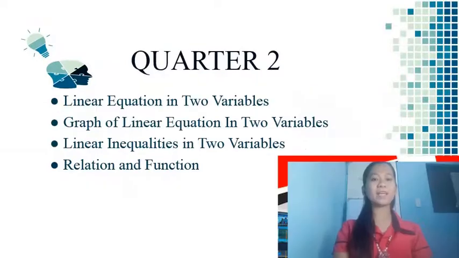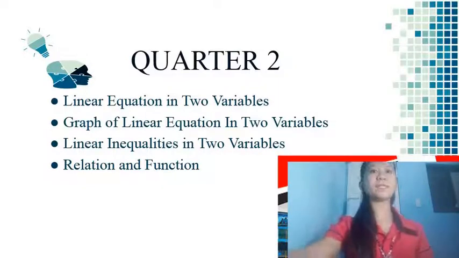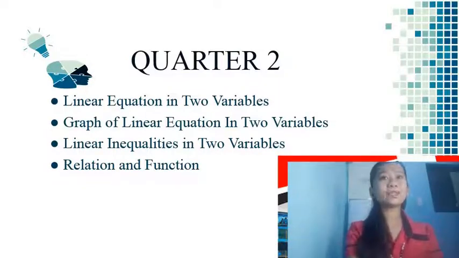It is divided into 4 lessons. We have the linear equation in 2 variables, graph of a linear equation in 2 variables, linear inequalities in 2 variables, relation, and function. In lesson 5, you should illustrate the rectangular coordinate system and its uses, and also the linear equation in 2 variables.